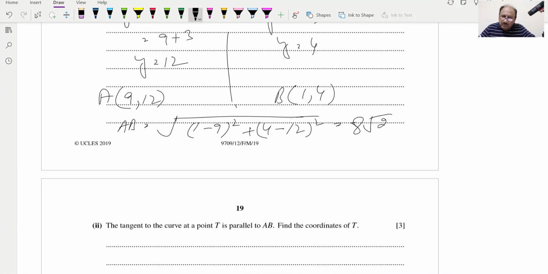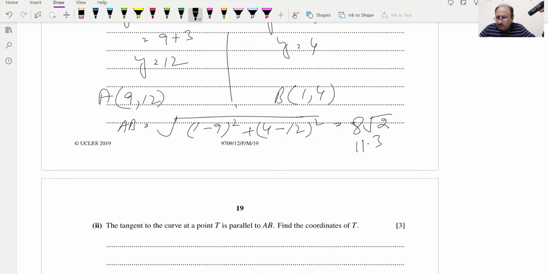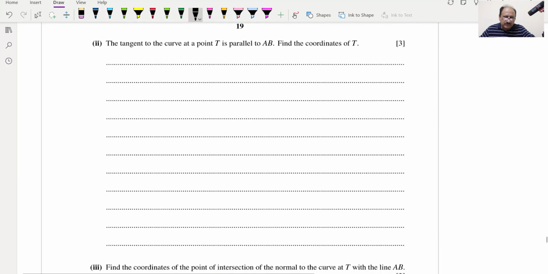So 8 under root 2, or decimal value if you want, we can write 11.3. So 11.3 will be the final answer. And next, second part says the tangent to the curve at point T is parallel to AB. Find the coordinates of T.